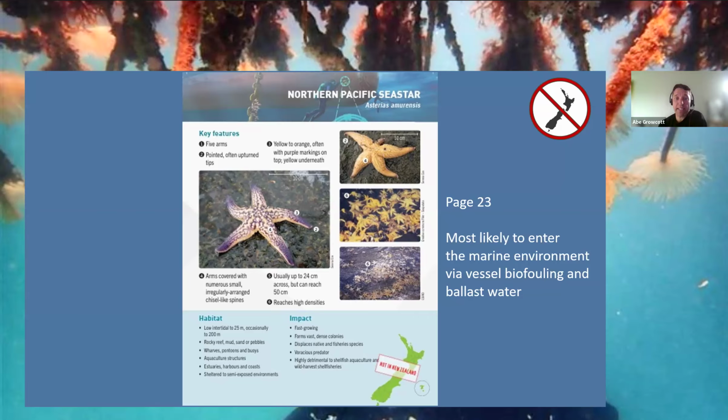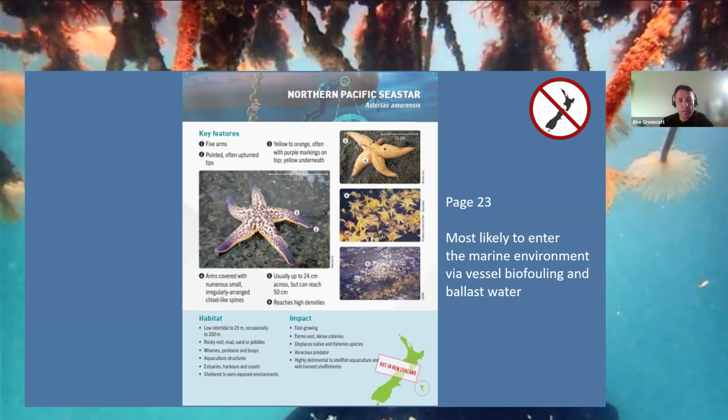So this could again enter via vessel biofouling or ballast water. The juveniles or adults via vessel biofouling, and then the larval stage as ballast water mediated. Their larvae can be in the water column for up to 3 months in ideal conditions. So yeah, they can survive quite a while.